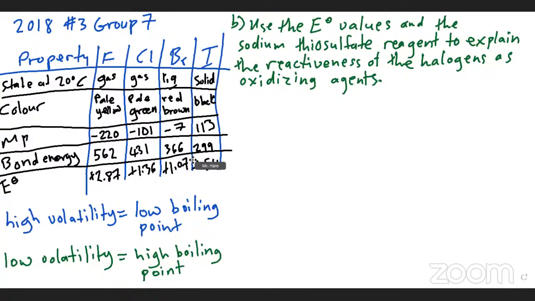Sir, for iodine, the E naught of it is 0.54 or 1.54. Sir, no, here.